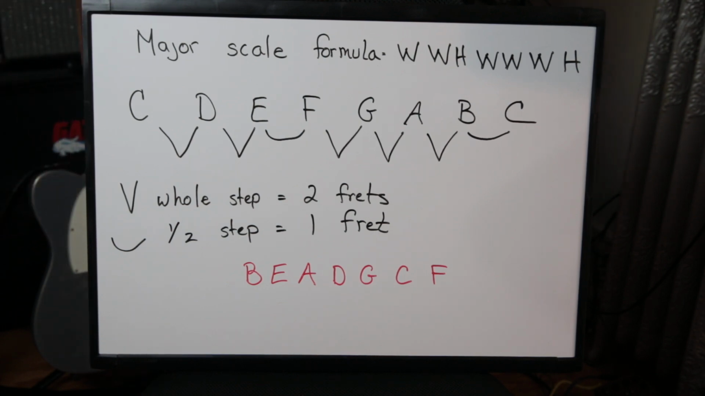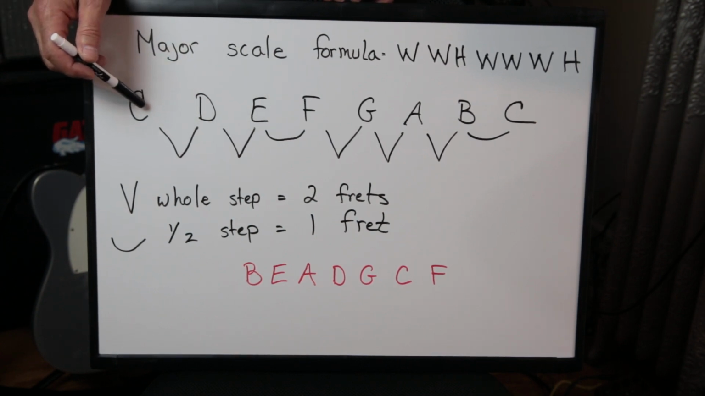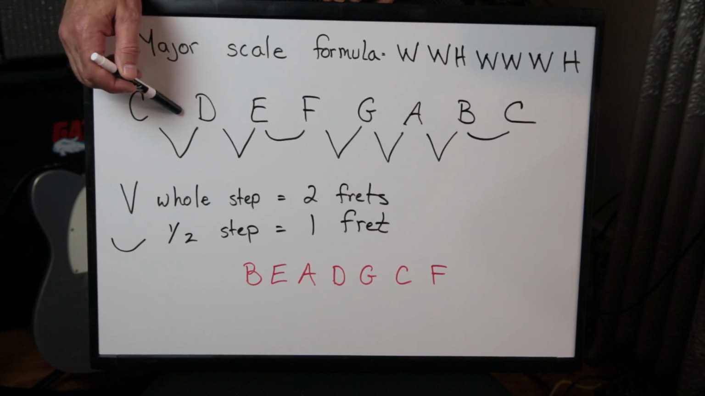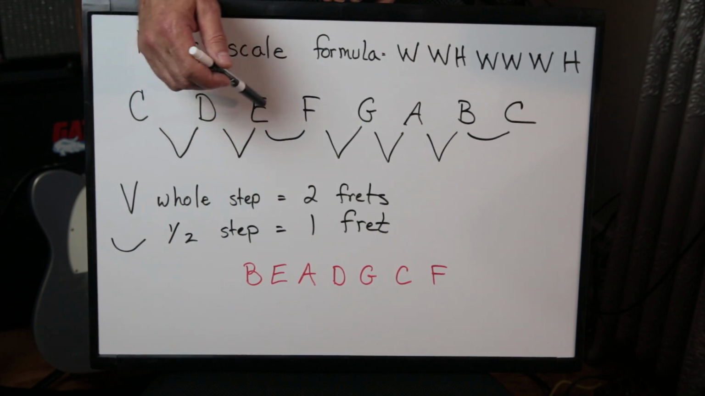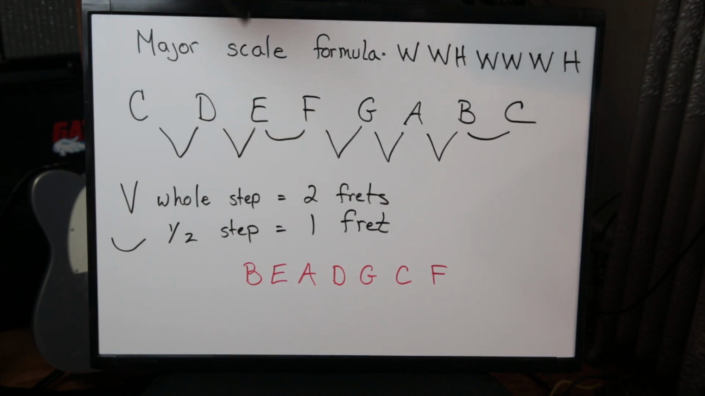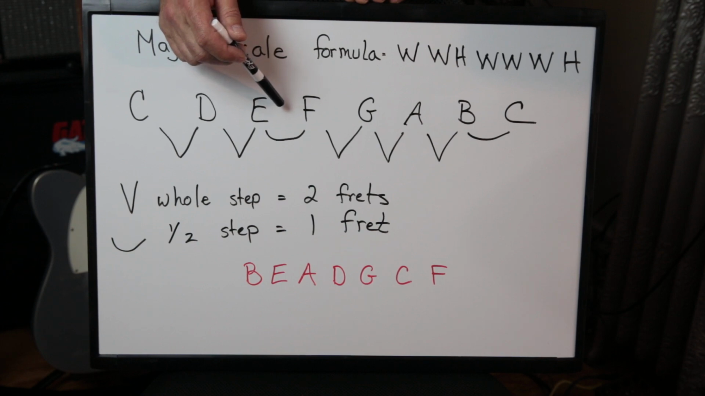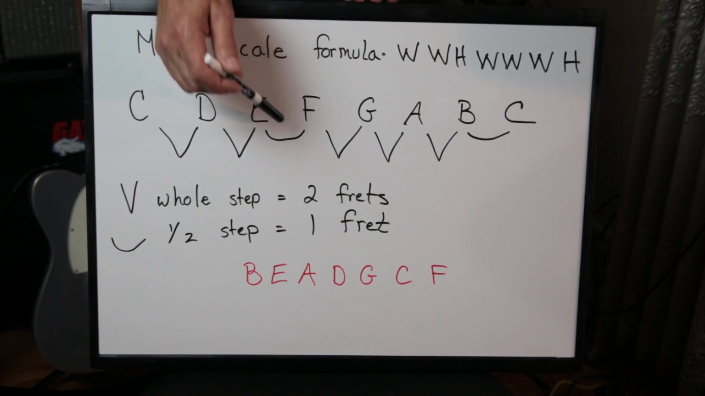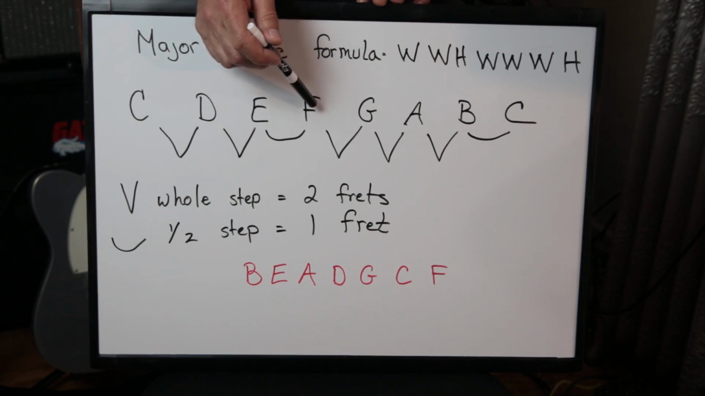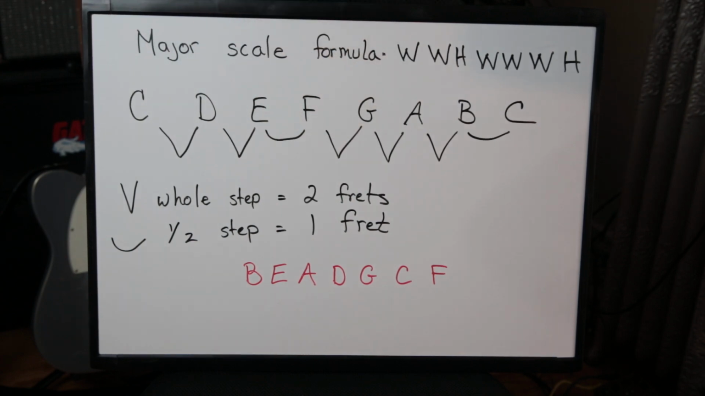Now, I also briefly touched on something being, it could be a C sharp, or it could be a D flat. Okay? We can't have an E sharp or an F flat because there's no room. There's only 1 fret there. But we can have an F sharp or a G flat.